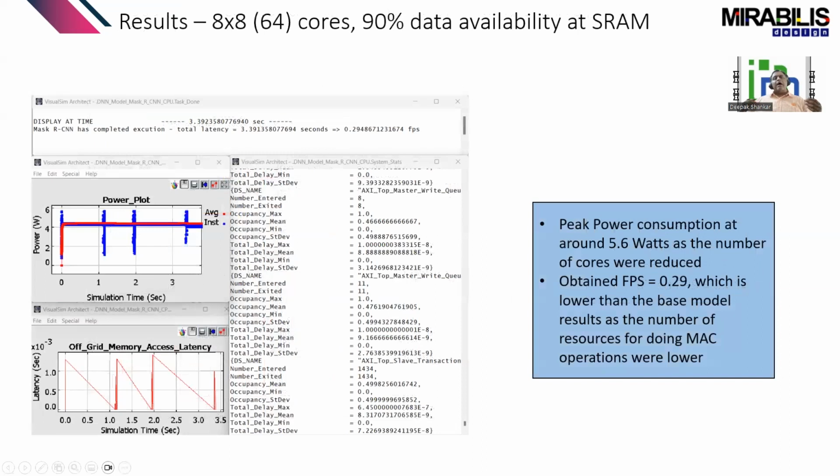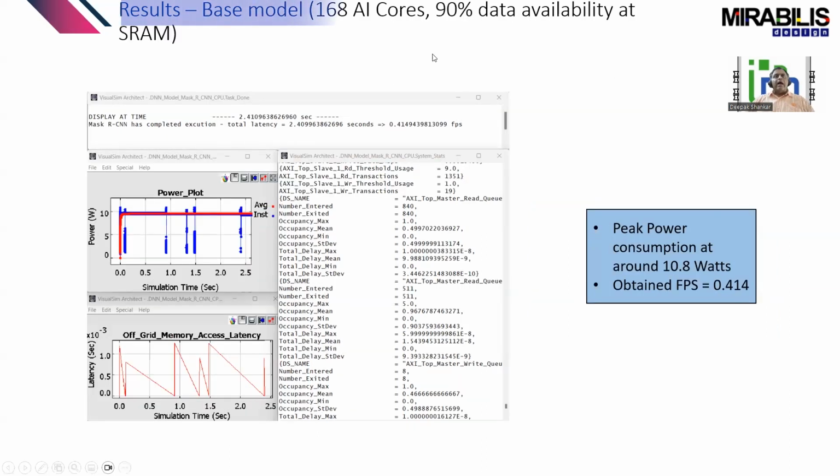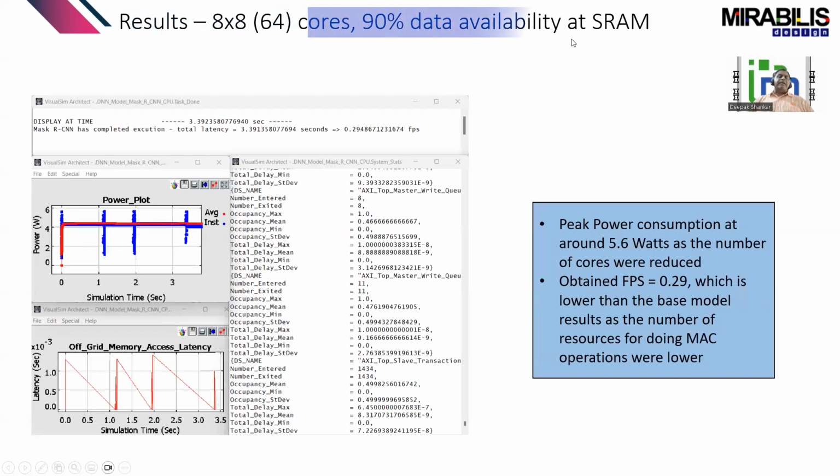So now what I do is I take a design where earlier on I had 168 cores, but only 30% of it is available in memory, to where I took 64 cores and made 90% available in memory. Power drops, so we went from 10 to 4. Latency took longer because the number of cores has reduced. So I've got it down to 3.4 seconds, which means I went from 0.4 frames per second to 0.3 frames per second. Power reduced, but the processing of the frame took significantly longer.